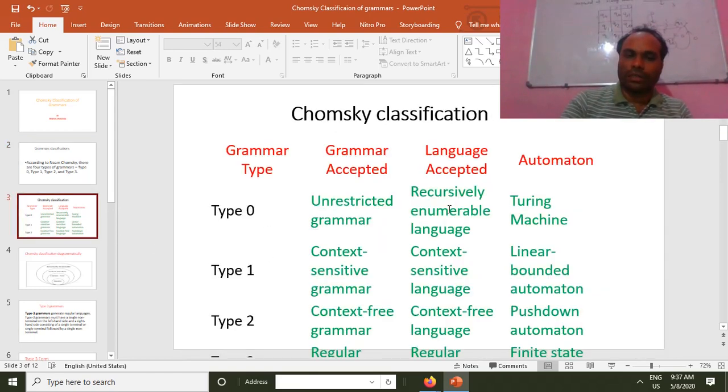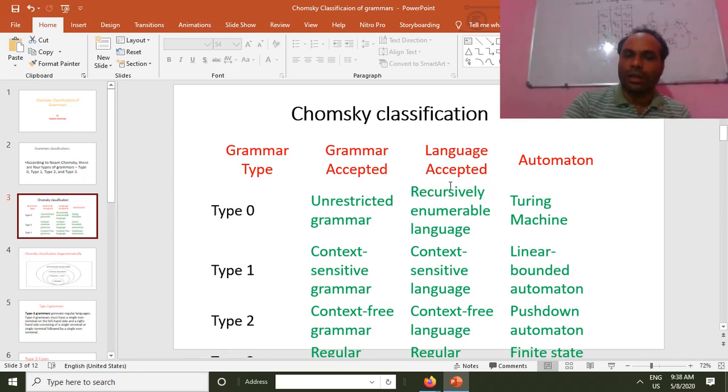According to the Chomsky classification, if the grammar is type 0, that grammar is called unrestricted grammar. What is the meaning of unrestricted grammar? Basically, in the grammar you define, from left side to right side, the left side is either terminal or non-terminal symbols, and the right hand side may also be terminal or non-terminal. In type 0 grammars there is no restriction on both sides. You can take any terminal or non-terminal on either the left side or the right side.